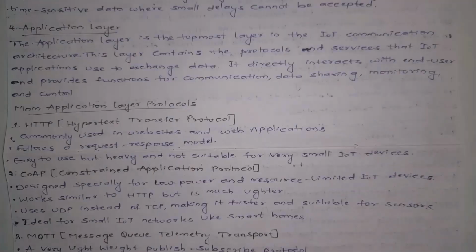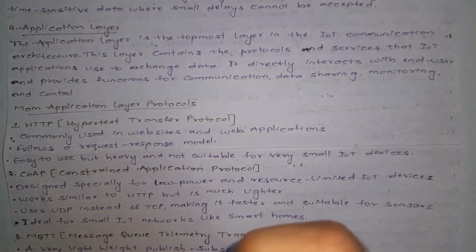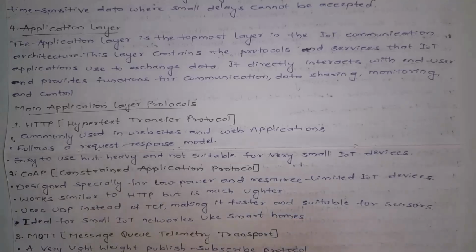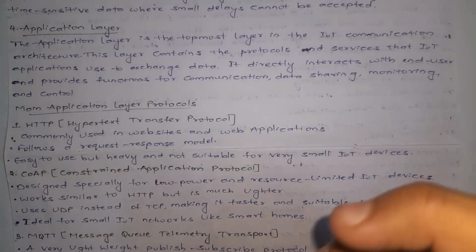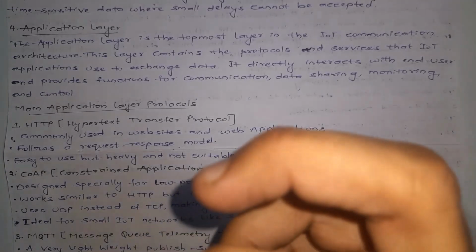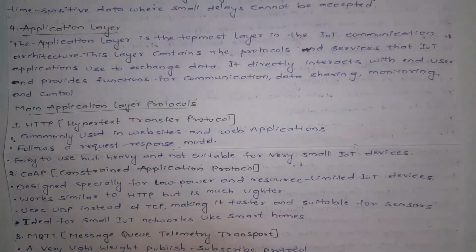And the fourth one is the application layer. This application layer is the topmost layer in the IoT communication model, and it directly interacts with end users. For example, if you want to access a CCTV camera, then we need to install an app. So we call that app the application layer, as the application layer directly interacts with end users. The application layer provides functions for communication, data sharing, data monitoring, and control.